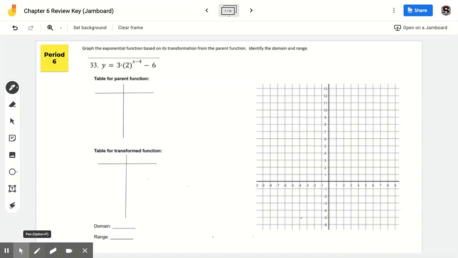Graph the exponential function based on its transformation from its parent function and identify its domain and range. So this is very typical of what you're going to see in the test. You're going to see a space to put the parent function, a table to put your final answer, 5 points, graph, and domain and range spaces.